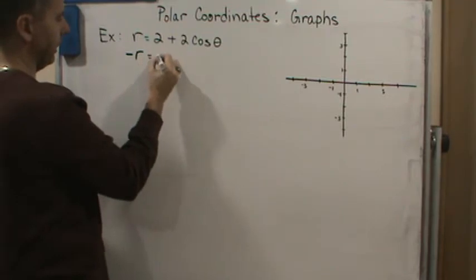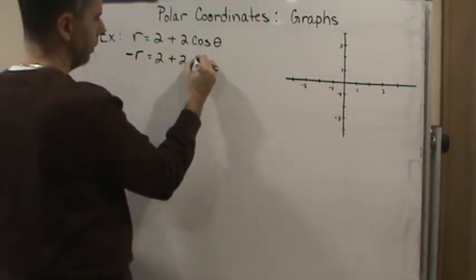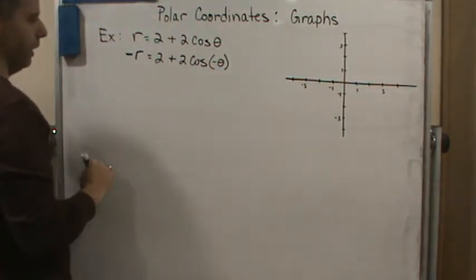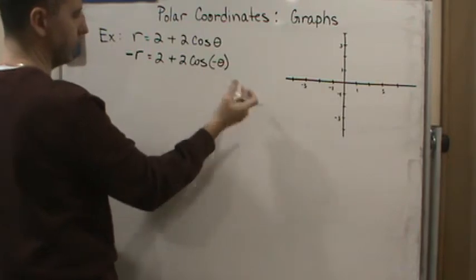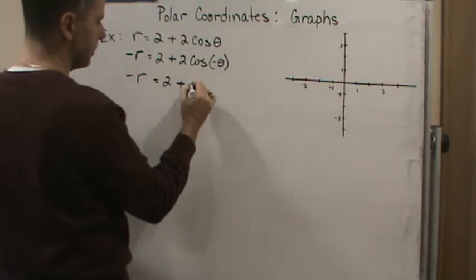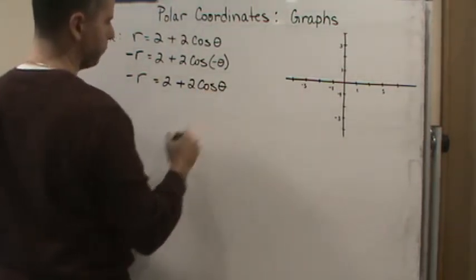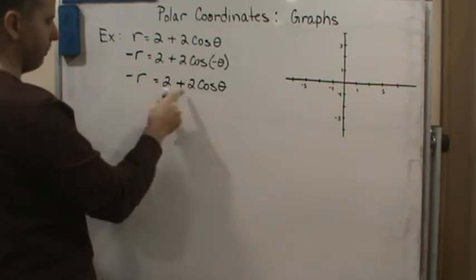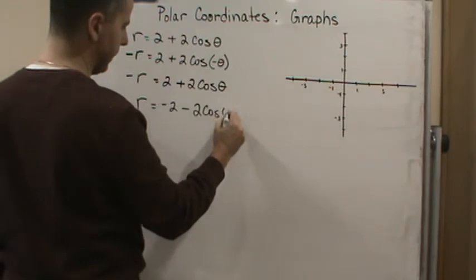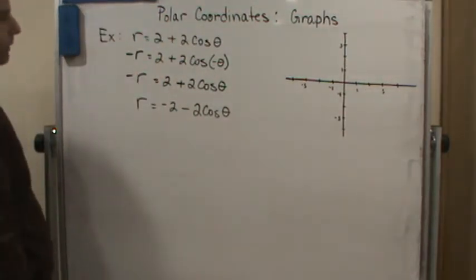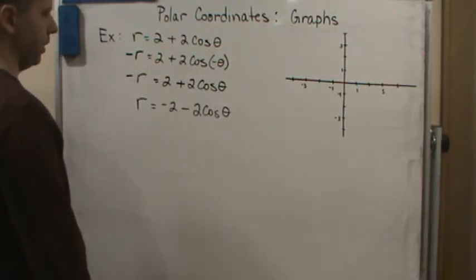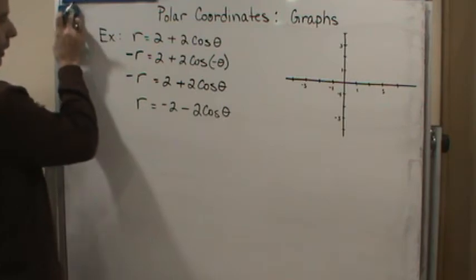So we get negative r equals 2 plus 2 cosine of the opposite of theta. And of course, cosine of negative theta is equal to cosine theta, so this is going to give us negative r equals 2 plus 2 cosine theta. But then if we multiply through by negative 1 on both sides, we get r equals negative 2 minus 2 cosine theta, which is definitely not what we started with. We ended up with the opposite of what we started with. So that didn't work, right? And I said it wasn't going to work.